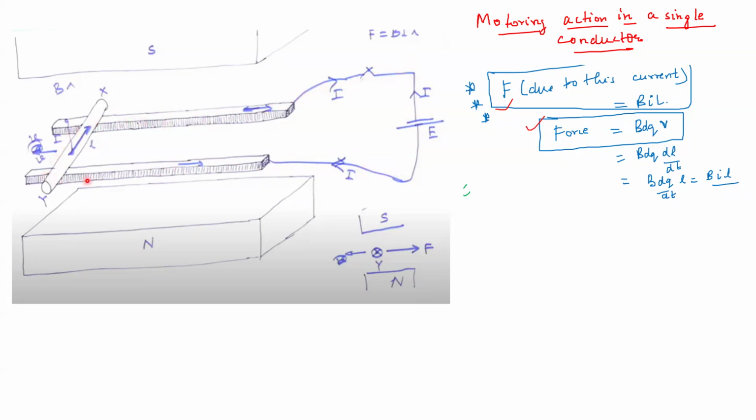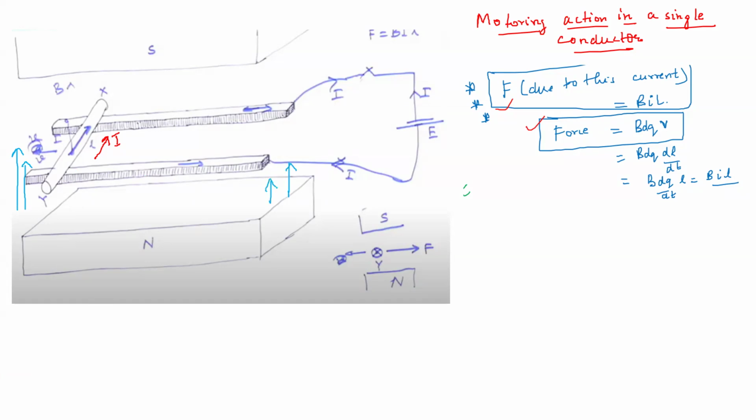Now, how will the current flow? We know that from the positive polarity of the battery, the current leaves, right? So current is leaving like this, and then the current is entering the conductor like this. So this is the current I. First of all, we have the same magnetic field from north to south, going upwards like this.